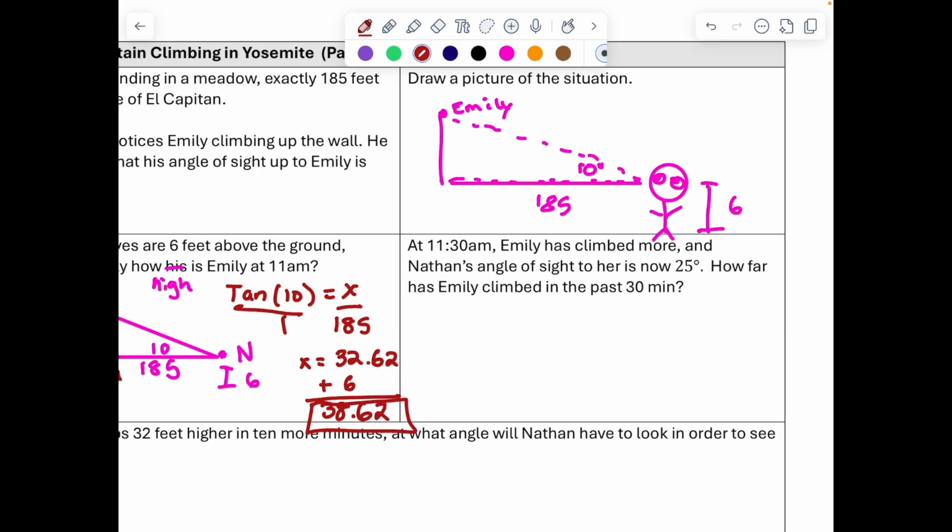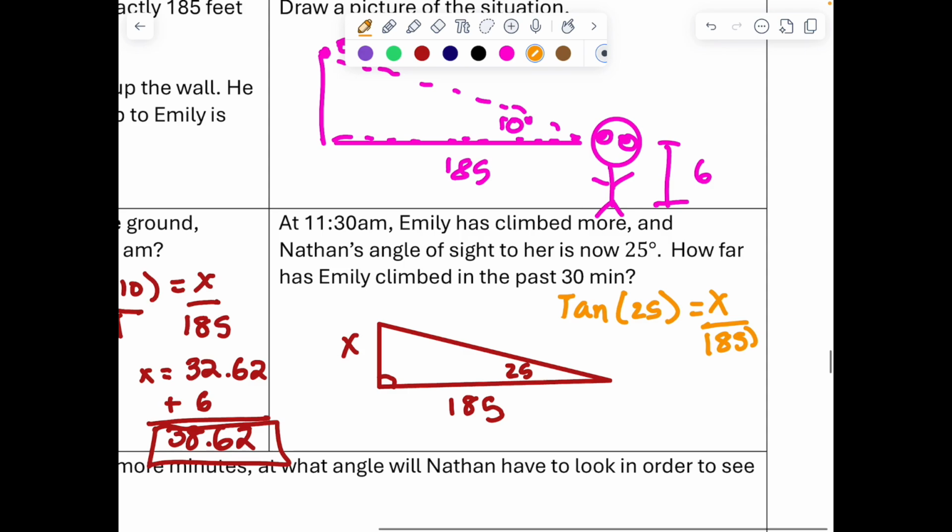At 11:30, so half an hour later, she's climbed some more, and now his angle of sight is 25 degrees. How far has she climbed in the past 30 minutes? So now we've got 25. We're not sure how far she's climbed. He's still standing 185 feet away. So this is still a tangent. The only thing that's different is the degree. Okay. So that ends up being 92.27 right there.